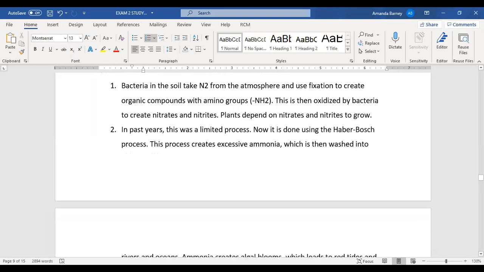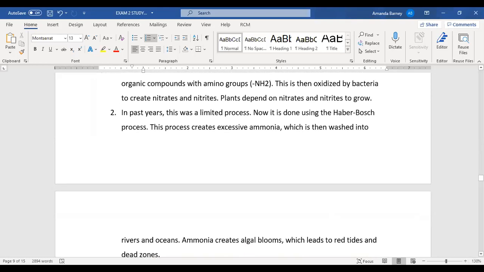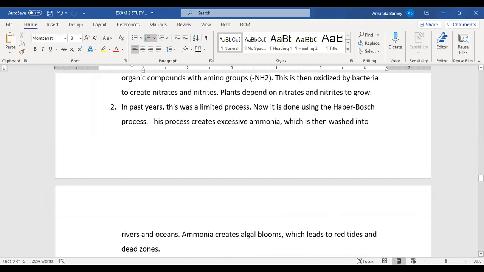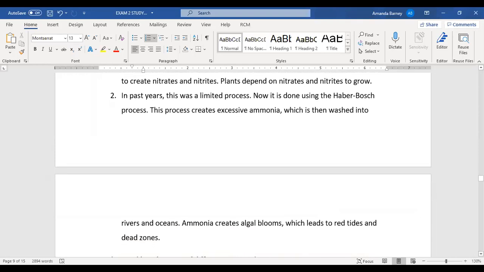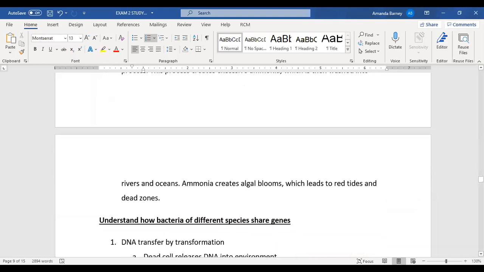When we use the Haber-Bosch, this new process that allowed us, through fertilizers, to circumvent this whole bacterial process and just put nitrogen straight into the soil for the plants, that excess nitrogen is then washed into rivers and streams, and those rivers and streams wash it straight down to the ocean.